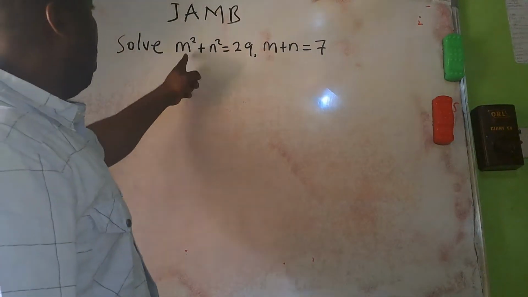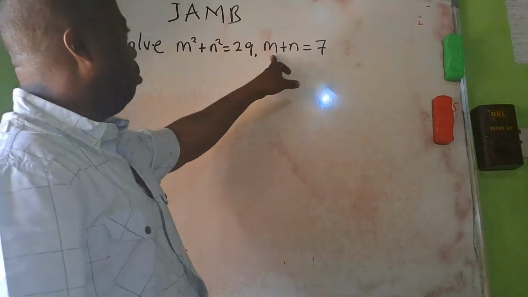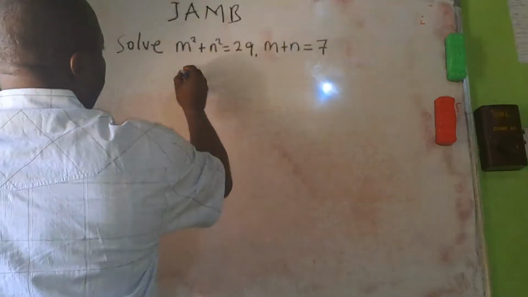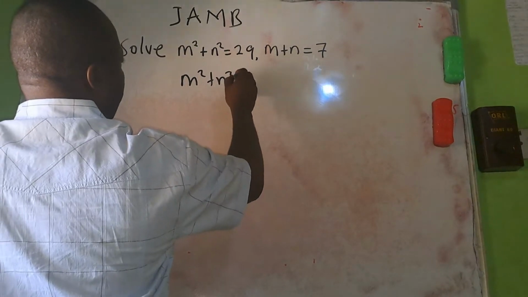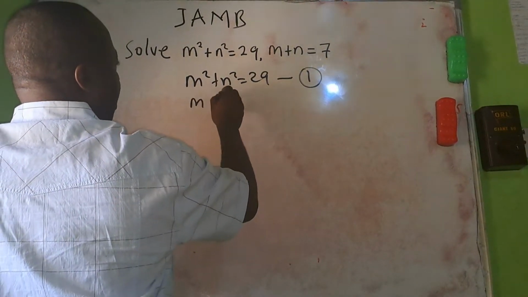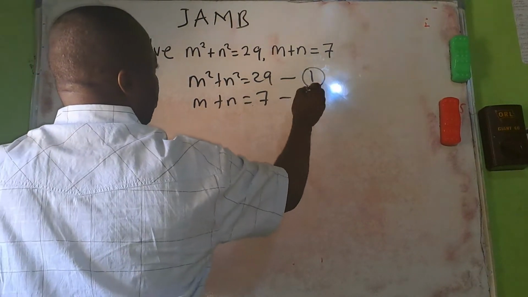This is simultaneous equation, but one is literally linear, the other one is quadratic. So we have m squared plus n squared equals 29. Let's call it equation 1. And m plus n equals 7. Let's call it equation 2.